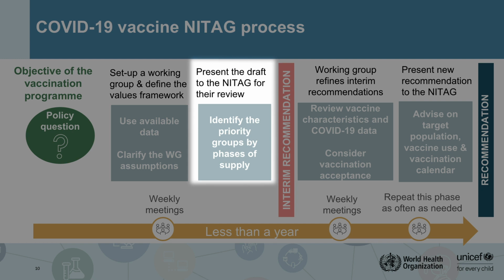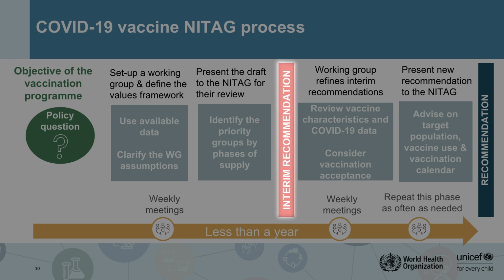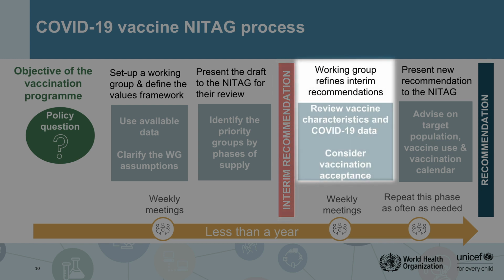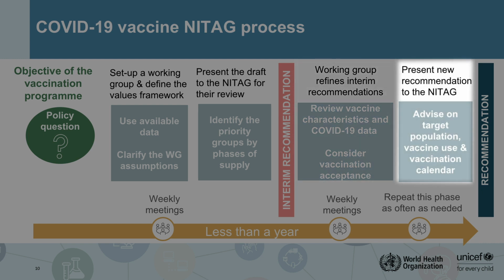The NITAG as a group can then determine the priority groups for COVID within their country setting. Interim recommendations can be made so that preparatory work can begin. Further work by the NITAG can occur once specific vaccine-related data and availability is confirmed. During this phase, it is anticipated that new data will emerge, and through an iterative process, the NITAG can provide advice on allocated vaccine target populations, the schedule, vaccine acceptance, etc.